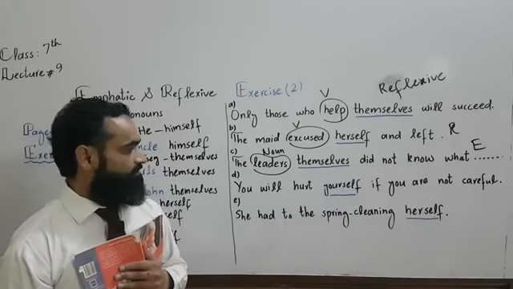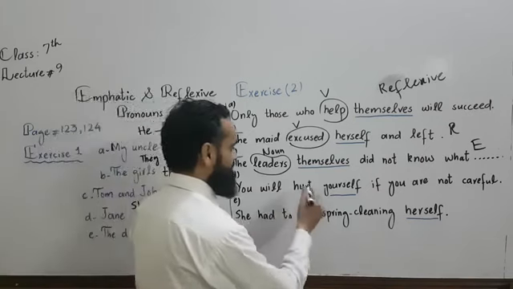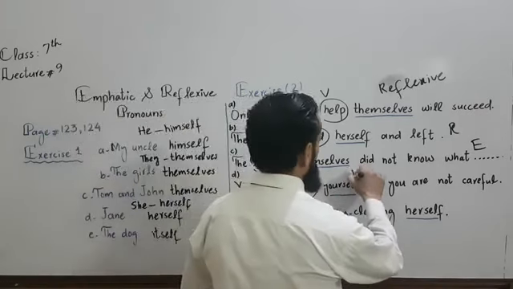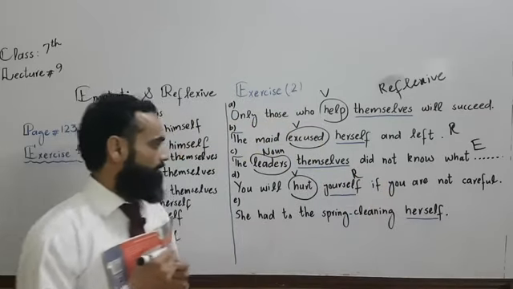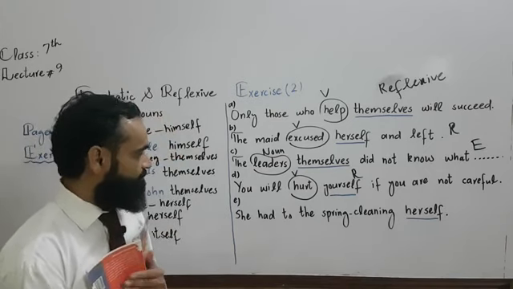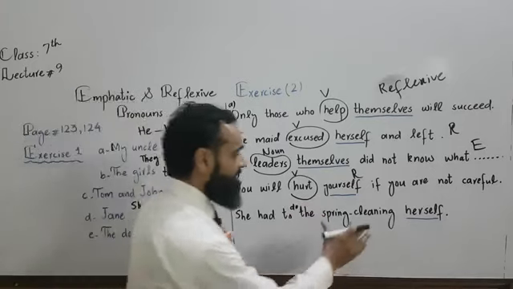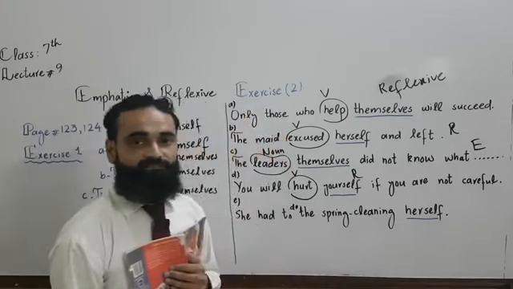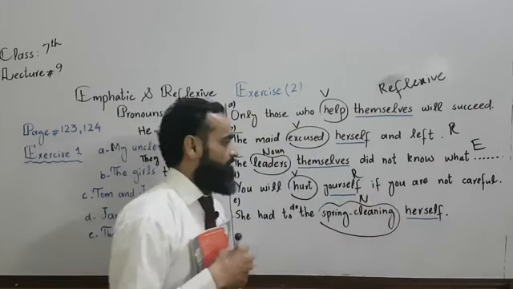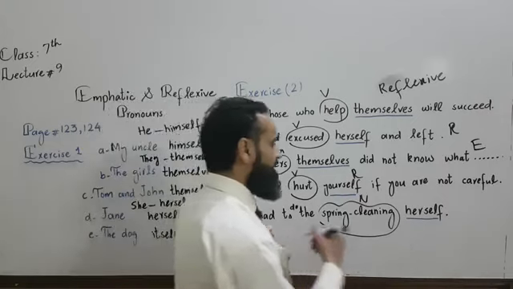Sentence D, you will hurt yourself if you are not careful. In this particular sentence, before yourself there is again a verb, so you will treat it as a reflexive pronoun once again. In option E, she had to do the spring cleaning herself. Here spring cleaning is a noun. It is a gerund, that also works as a noun, so it will be treated as an emphatic pronoun.